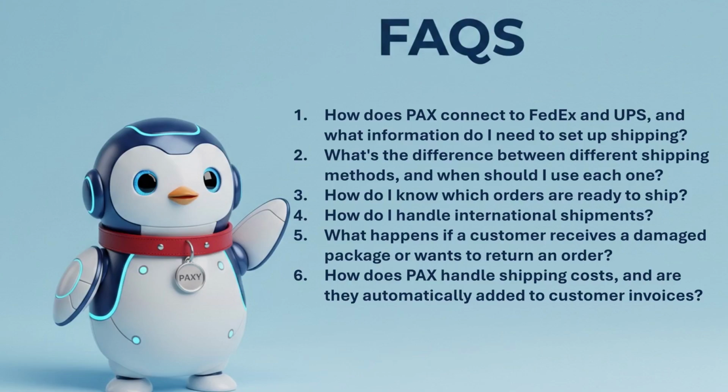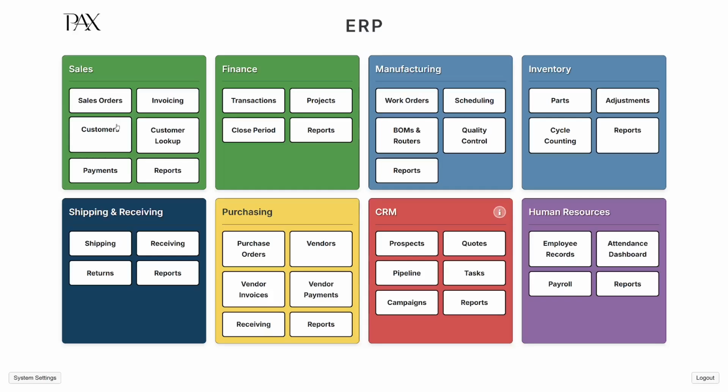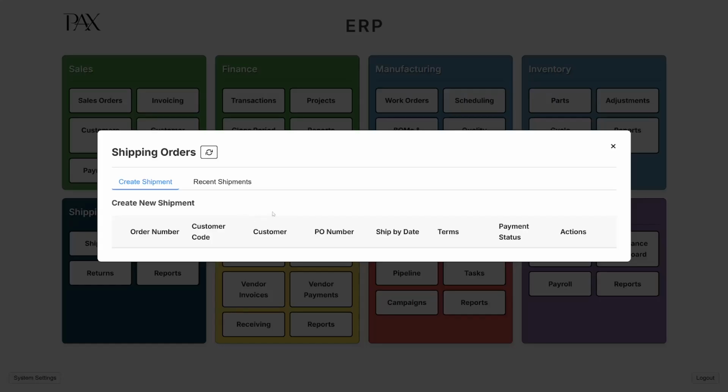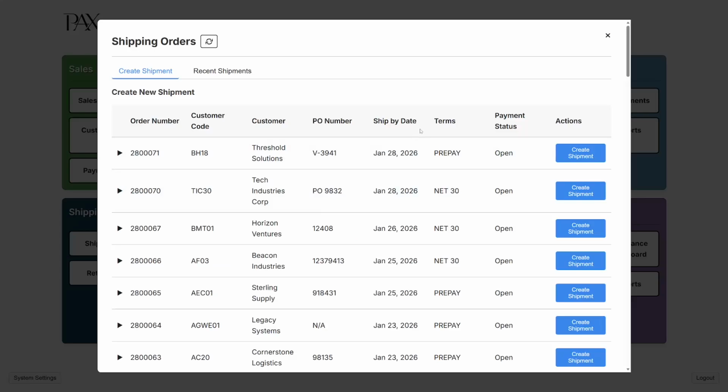Question 3. How do I know which orders are ready to ship? So all open orders with a ship by date being in the past or present are assumed to be ready to ship. So this table here, you can see the ship by date column. This will only show orders with today's date or a date in the past.